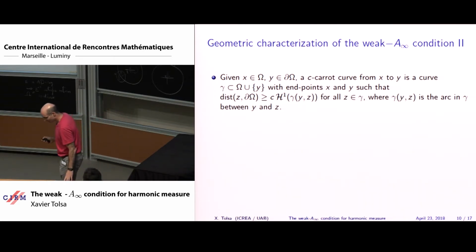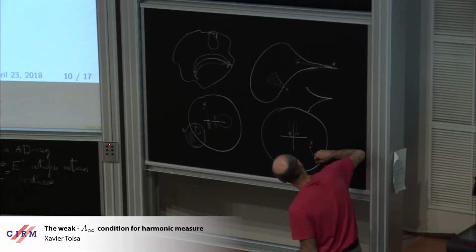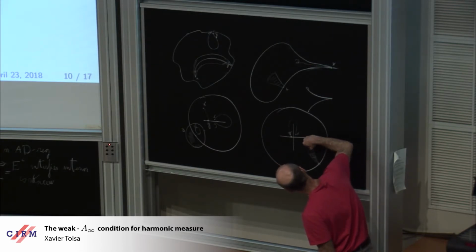And in order to describe a geometric characterization of this, we start with another definition, a type of curves. So now we define what is a carrot curve, associated with some constant. We have a point x in omega and another point y in the boundary of omega. A carrot curve that joins x to y is a curve contained in omega union the endpoint y that joins x to y, and such that the distance of z to the boundary is bigger than a constant times the Hausdorff measure of this length, and this for all points z in the curve gamma. You could think of this as a kind of cigar curve when you assume that one of the points is in the boundary. So this curve should be in some region such as this one. So this is a carrot curve.